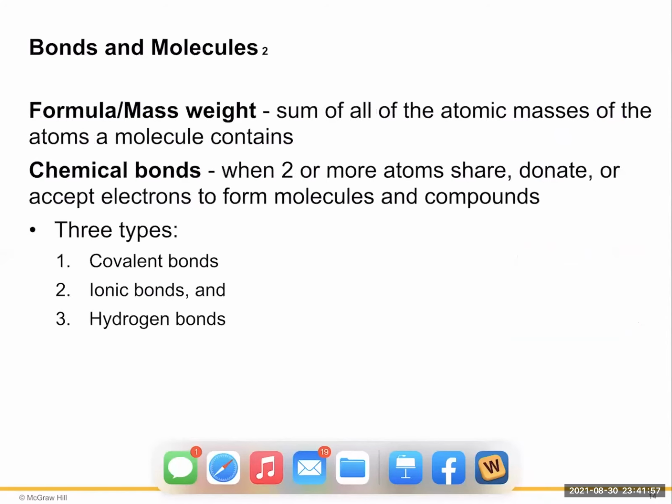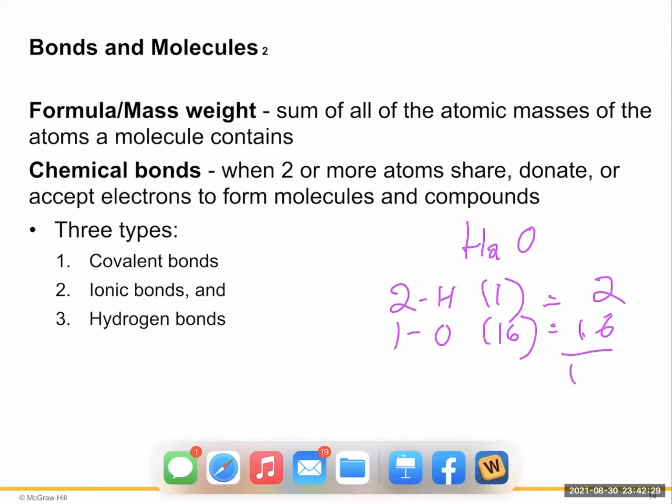We can have a mass or a weight of that compound. We sum up the atomic masses of the atoms the molecule contains. Like the formula of water, H2O: there are 2 hydrogens and 1 oxygen. On the periodic table, hydrogen weighs roughly 1 and oxygen weighs 16, or 15.999, so we round those up. The total weight for water is 2, because there are 2 hydrogens each with 1, plus 16. So 18 is its molecular weight.